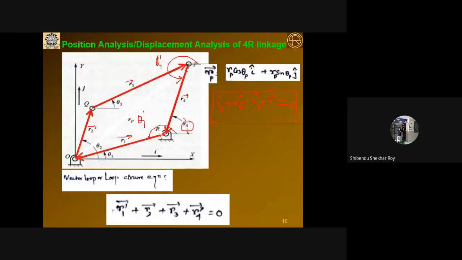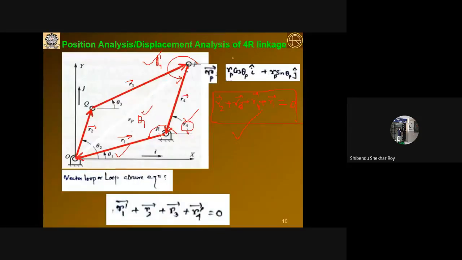It is already there in the slide that the negative part on the right hand side I kept, made positive. If you compare these two i components, you will get R2 cos theta 2 plus R3 cos theta 3 equals R1 cos theta 1 plus R4 cos theta 4. Similarly, comparing the j component, you will get R2 sin theta 2 plus R3 sin theta 3 equals R1 sin theta 1 plus R4 sin theta 4. But here theta 1 and theta 4 are these two, not the other two, because I have chosen it that way.